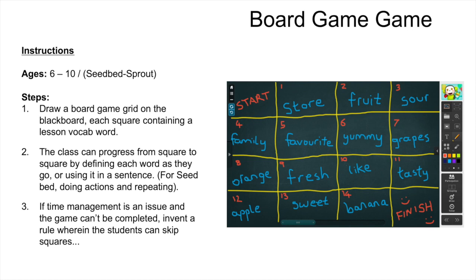Moving on, we have a board game set up here. So on the blackboard, draw a grid with each square containing a lesson vocab word. The class can progress from square to square by defining each word as they go or by using it in a sentence. For younger levels, focus more on vocab, and for higher levels, focus more on correct sentence structure.